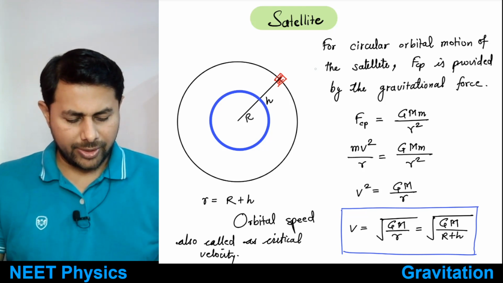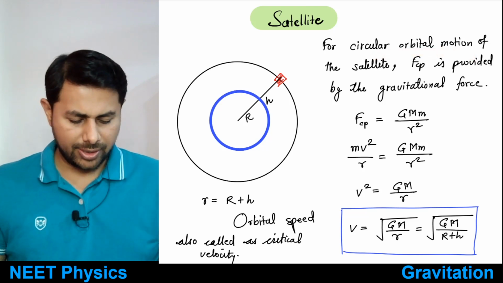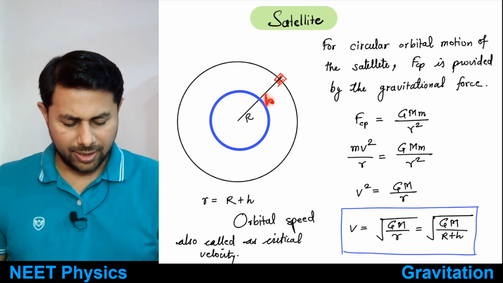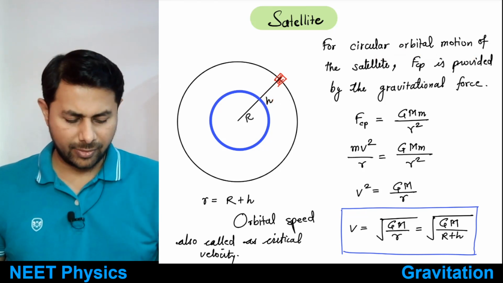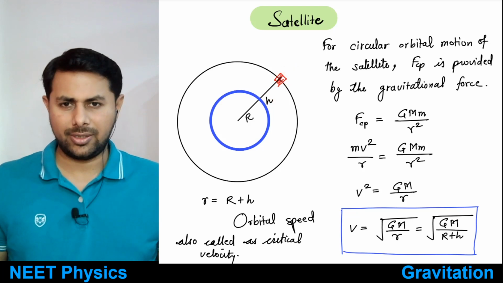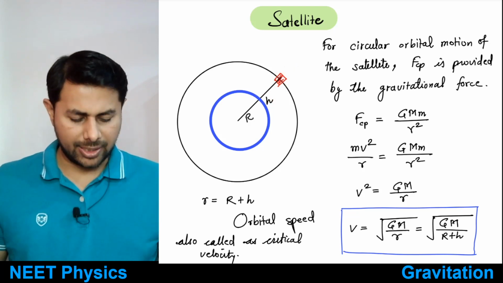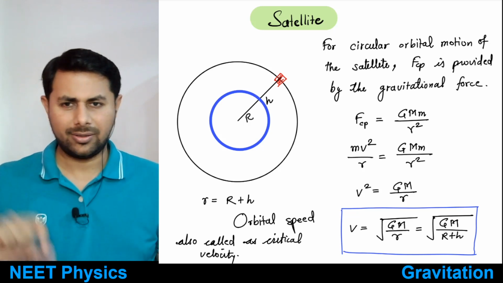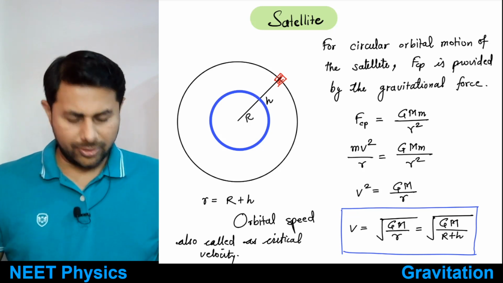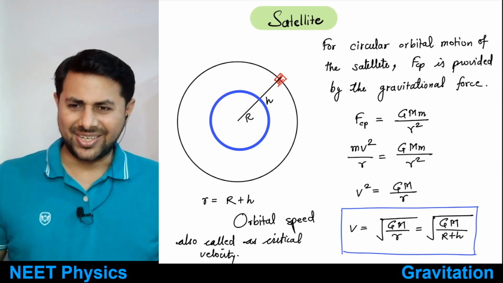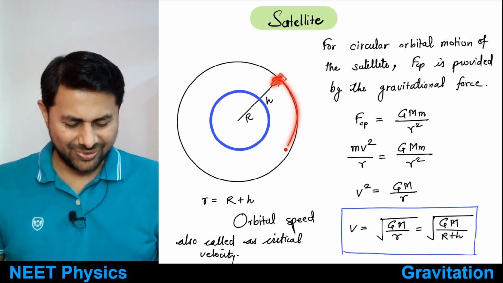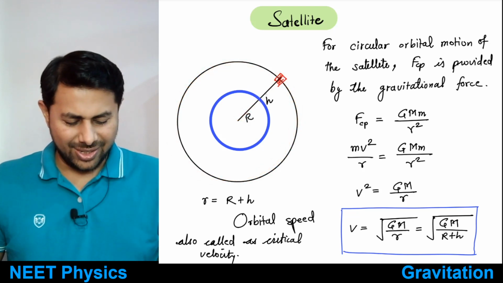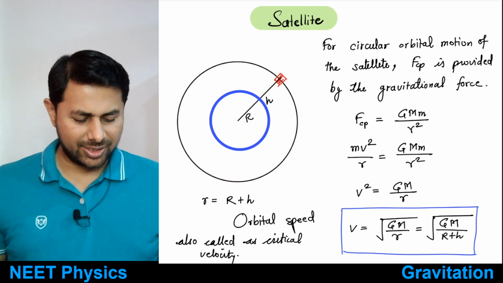So for a circular orbit, let's suppose this is a satellite, this is the moon or any artificial satellite. It is revolving around Earth, or any planet. It can be planet Earth or some other planet, right? Other planets can also have satellites. So suppose the satellite revolves around Earth at some height h above the Earth's surface.